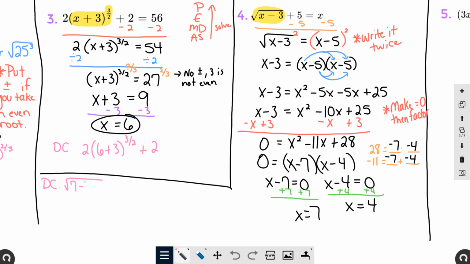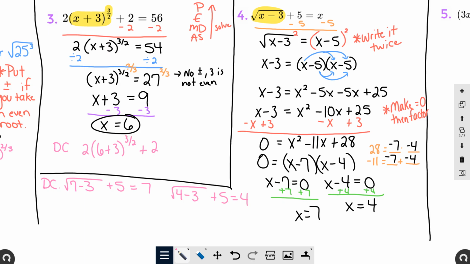So it's square root of 7 minus 3. Then a plus 5 is on the outside of that square root. And we want to see if it equals x. So x is also 7. So first check with the 7. Then we'll check with the 4. Is square root of 4 minus 3 plus 5 equal to 4?